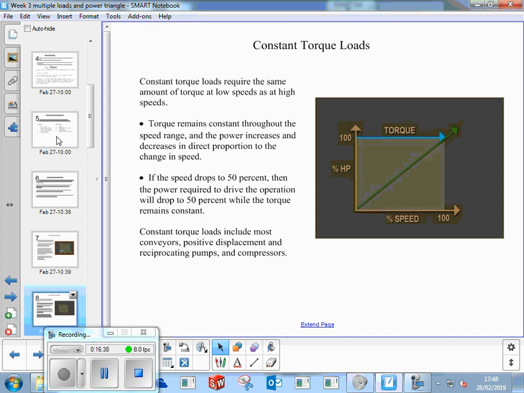They include conveyors, positive displacement and reciprocating pumps, compressors, things that lift the load like cranes. So the lifting part of a crane is going to be, for a particular load, constant. I'll add a qualifier to that: once you've got it moving, once you've got it accelerated up to speed.